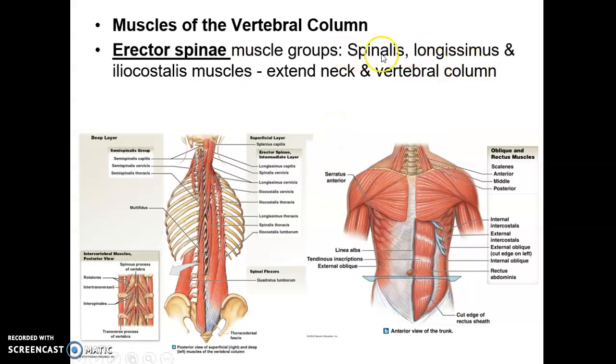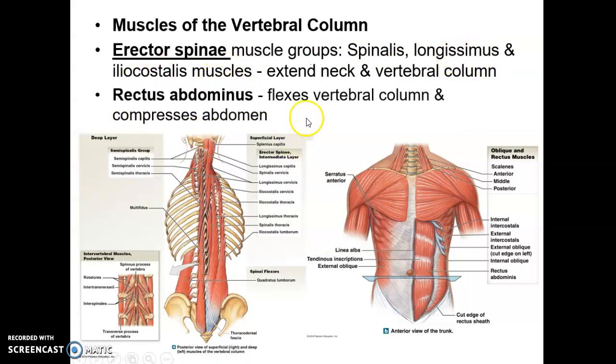So to repeat, you don't need to know the individual spinalis, longissimus, iliocostalis, but they comprise what you do need to know, the erector spinae. And then on the anterior part of the body, vertebral column movement, the rectus abdominis, your 6-pack muscles, actually there's 8 in there, they flex the vertebral column, so they're antagonistic of the erector spinae, and they help compress the abdomen and the internal organs. Like for doing a sit-up, you're going to be primarily using your rectus abdominis.